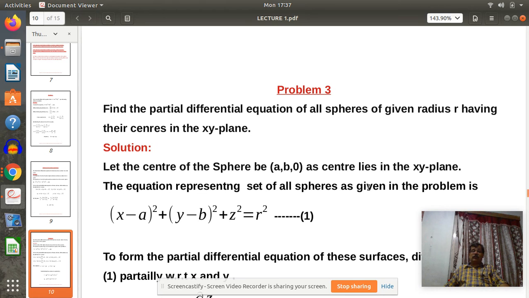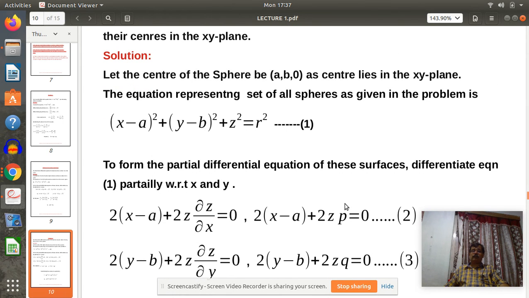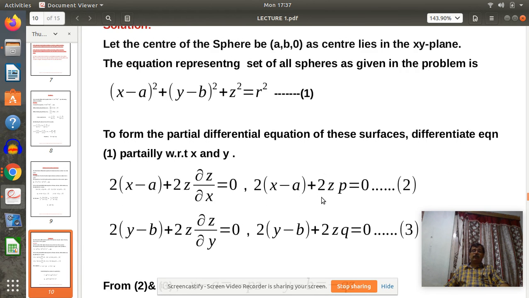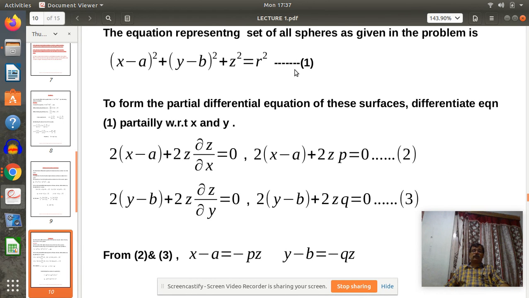Then the equation representing the set of all spheres is given to be x minus a the whole square plus y minus b the whole square plus z square equal to r square. This is the equation of the sphere. Now to form the partial differential equation, differentiate equation 1 partially with respect to x and partially with respect to y.